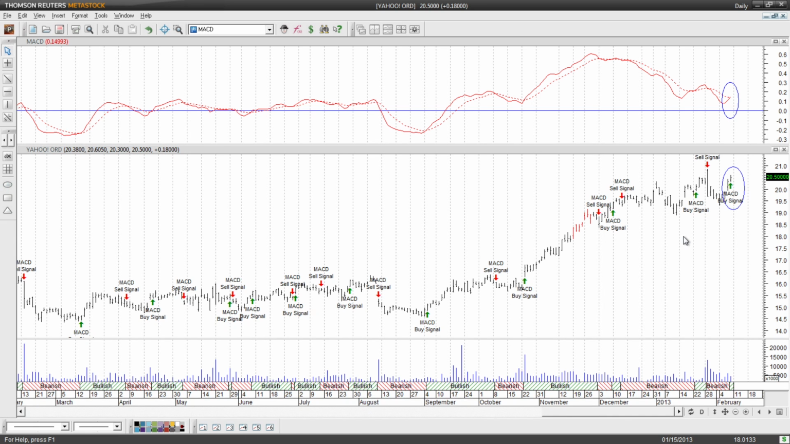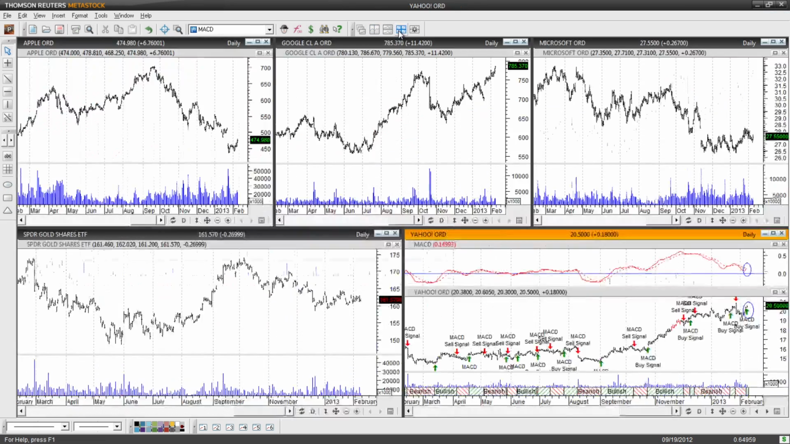Now, with the vast number of charts that are out there, there are thousands of different instruments that we can trade. There's commodities, there's stocks, there's ETFs. How is it that you're able to find a trading opportunity today? If we're opening up Apple, Google, Microsoft, gold shares, in order to find a buy or sell opportunity today, we'd have to go through and open each of these charts individually.